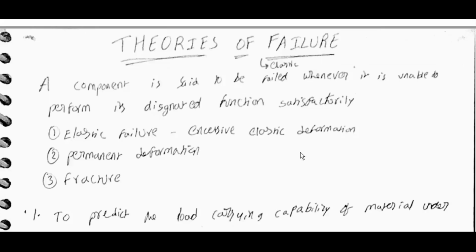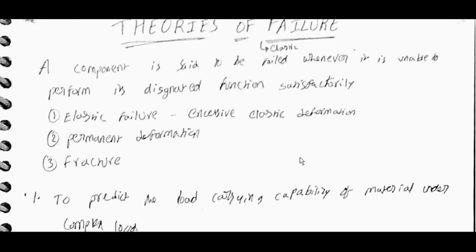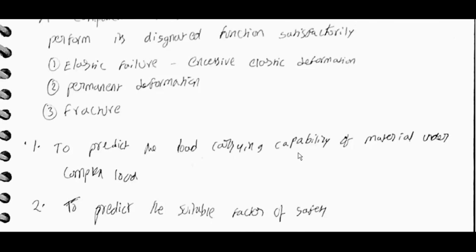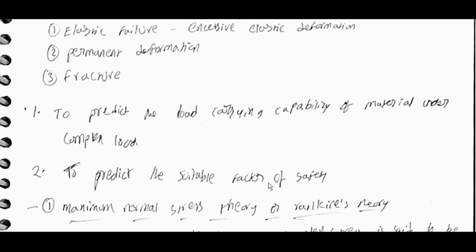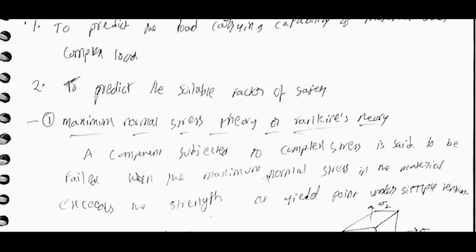Theories of failure. A component is said to have failed whenever it is unable to perform its designated function satisfactorily. Failure types: elastic failure, excessive elastic deformation, permanent deformation, fracture. Theories are used to predict the load carrying capability of material under complex load and to predict a suitable factor of safety.